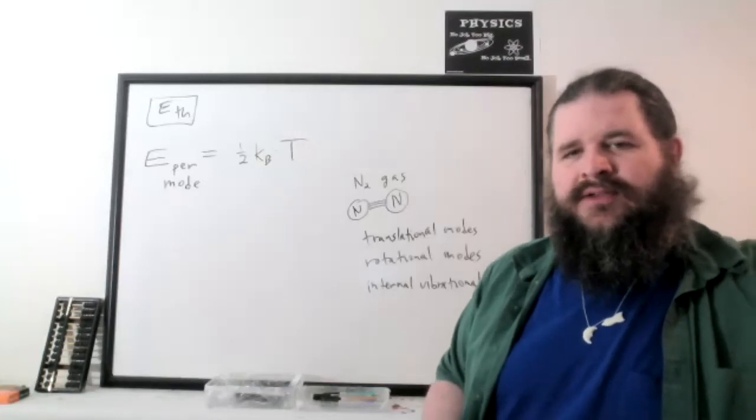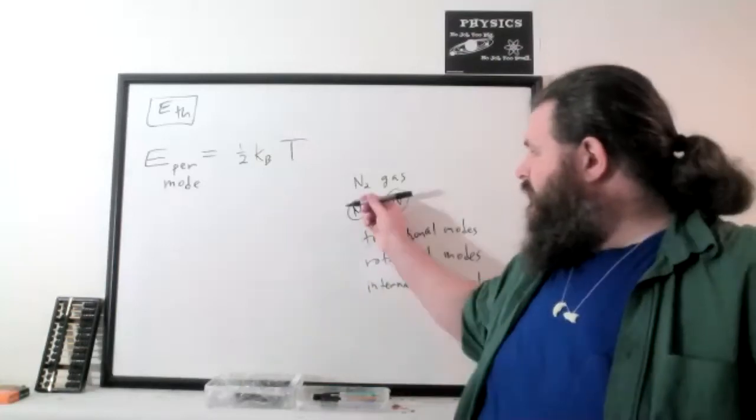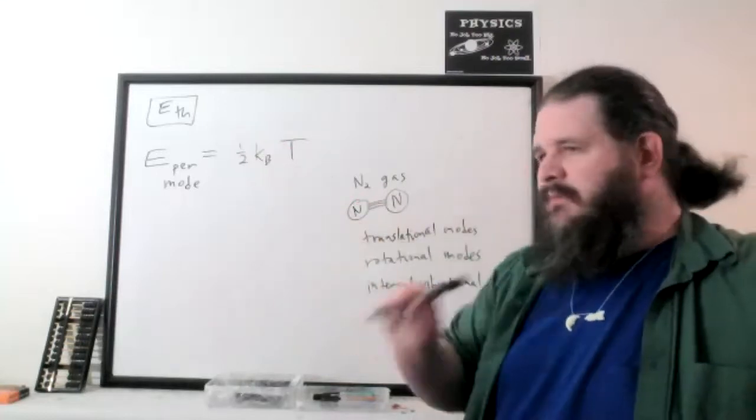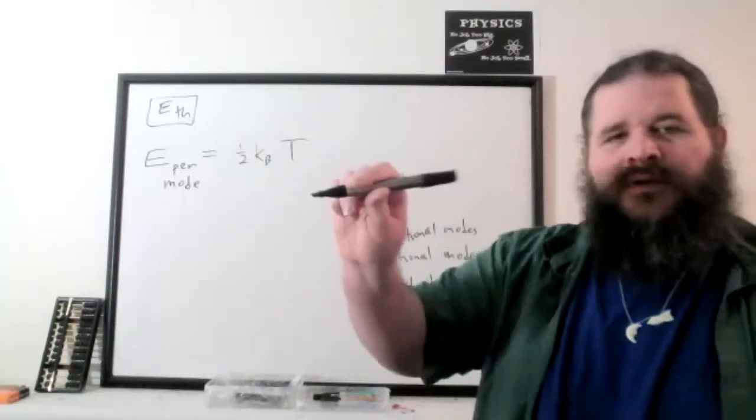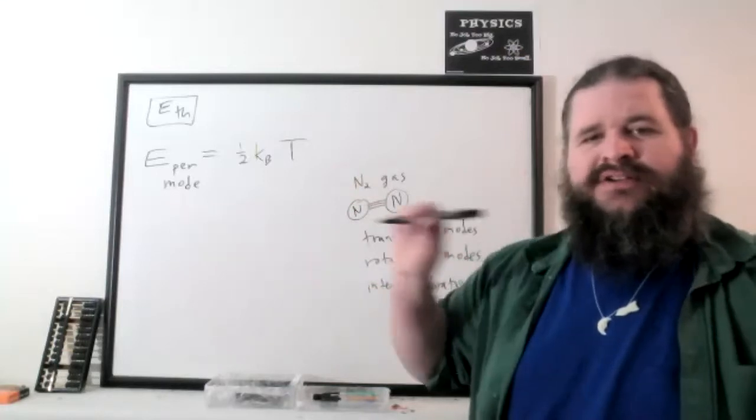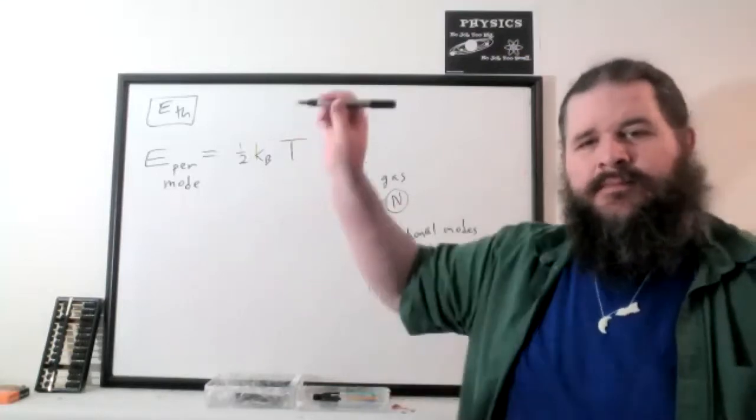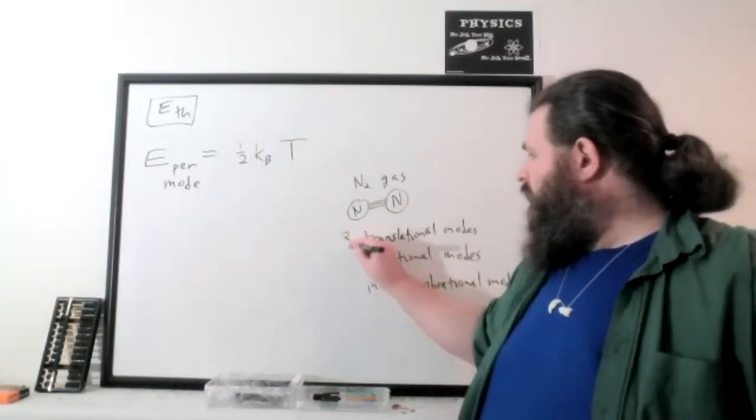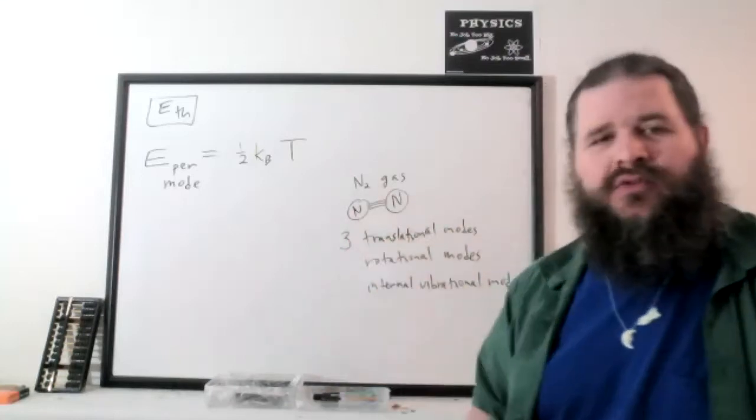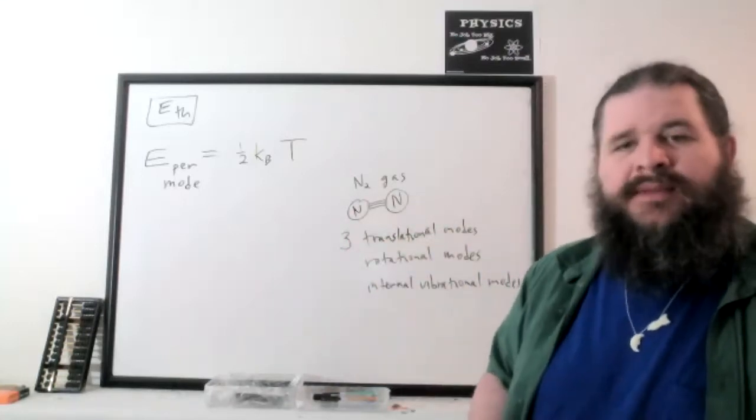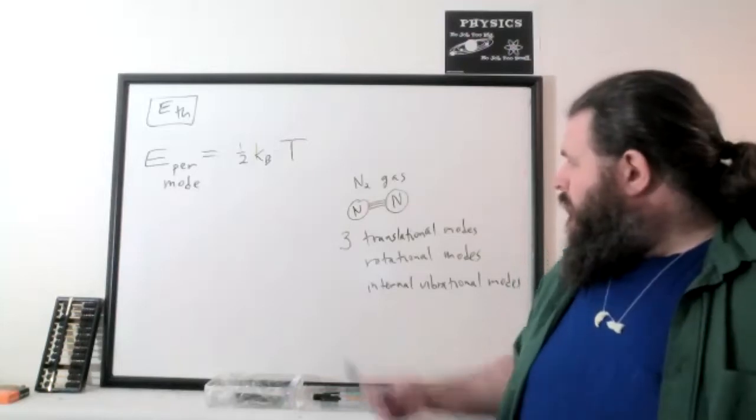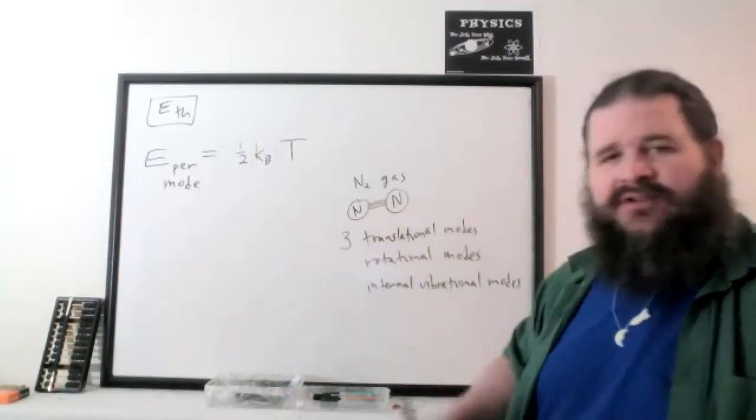It's moving in 3 dimensions, right? This is a 3-dimensional universe, so it can move in 3 dimensions. It could be moving in the X direction, moving in the Y direction, and moving in the Z direction. So there are 3 translational modes for this molecule because it has 3 dimensions it can move in. But if it's linear in shape, how many dimensions can it rotate in?